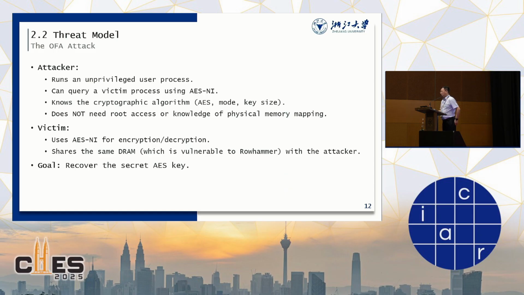Threat model: the attacker is a very low privileged user on the same machine, and they can send the encryption request and get the output ciphertext. Also there is the assumption that the underlying machine is using DRAM that is vulnerable to Rowhammer attack. And the goal is very simple, to get the key from the victim.